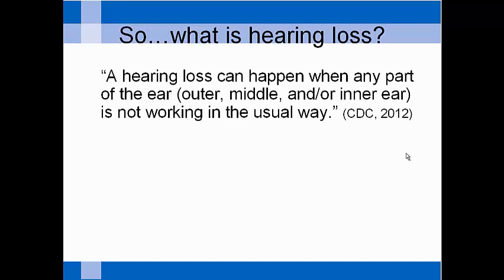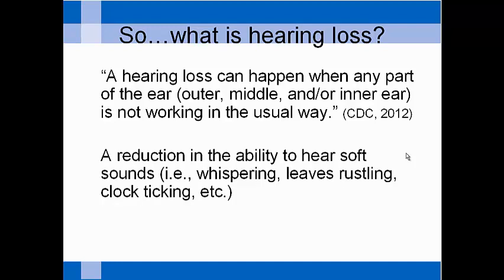All right, so what is hearing loss? Hearing loss, as defined by the CDC, can happen when any part of the ear, whether it's the outer ear, the middle ear, and or the inner ear, is not working in the usual way. So kind of like we talked about earlier, if something's not functioning or working the way it's supposed to, some type of hearing loss is developing.